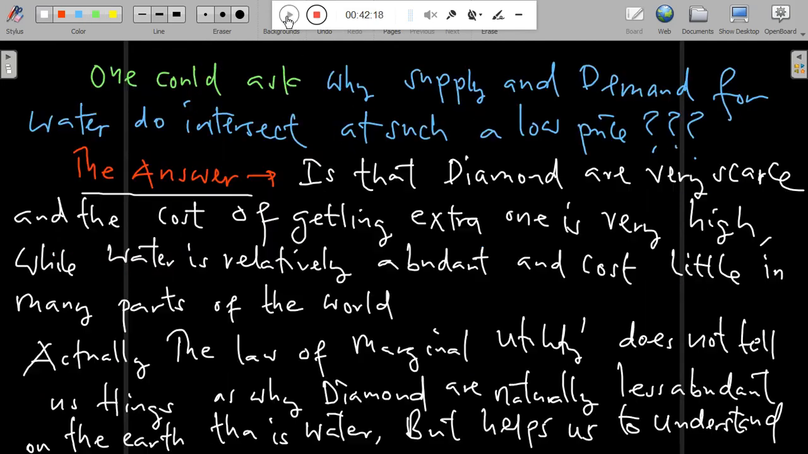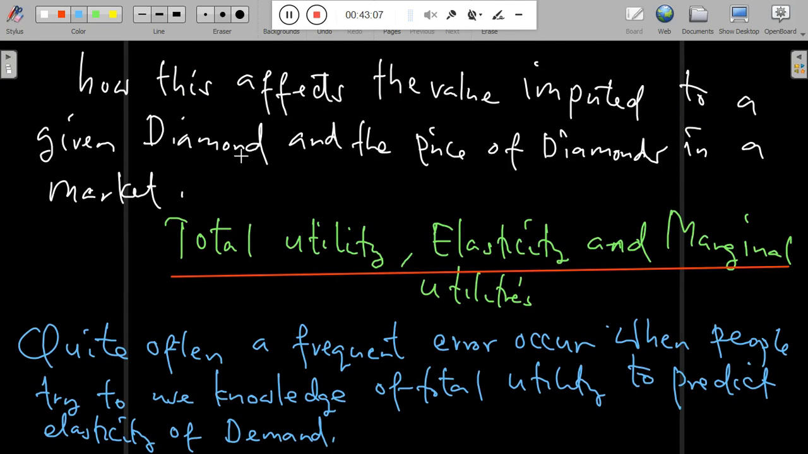Somebody may ask, why do supply and demand for water intersect at such a low price? The answer is that diamonds are very scarce and the cost of getting an extra one is very high, while water is relatively abundant and costs little in many parts of the world. The law of marginal utility does not tell us why diamonds are naturally less abundant, and this affects the value imputed to diamonds and their price in the market.